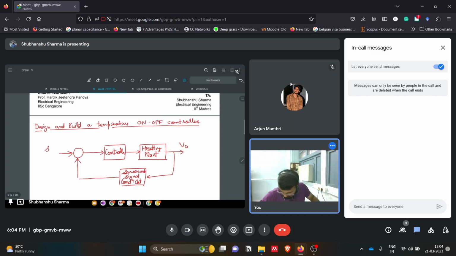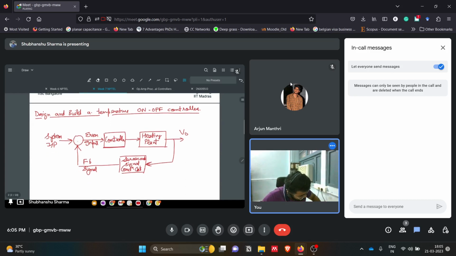We can say system input. This is our feedback signal, and here it is the error input. So this error we are giving to the controller. Based on the error, it is giving instructions to the heating plant. So accordingly, the heating plant temperature is changing. So we saw this in week 6. So this was an error controller circuit.